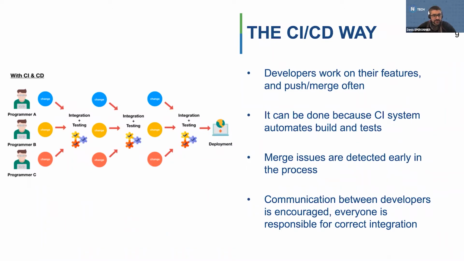Here in this view, you can see that we have the same amount of developers. They also work on their features, but they push and merge more often. And they can do so because the CI system automates the build and the test.